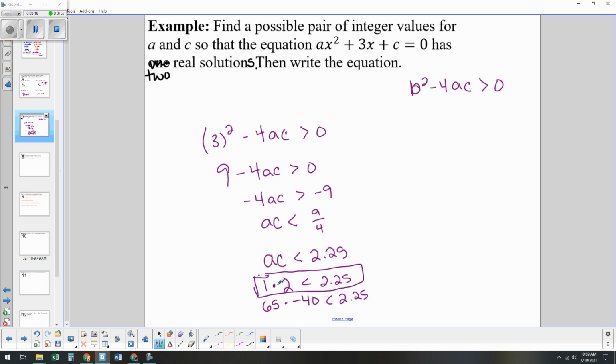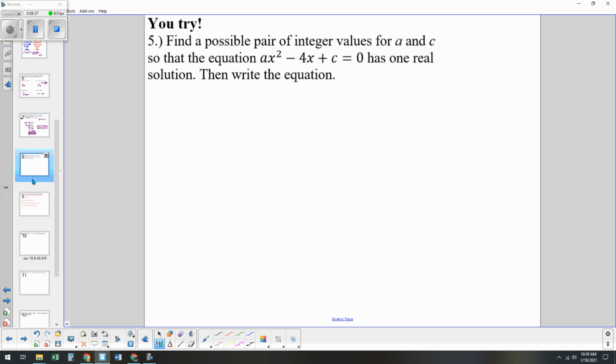So that means we can call a 1 and c 2. I could have called a 2 and c 1, and that's fine as well. So now I'm just going to rewrite the equation. So that'd be 1x squared plus 3x plus 2 equals 0. And this equation should have two real solutions. You're going to try the next one, and the next one is the one that wants one real solution. So go ahead and give that a try, pause it, and I'll show the answer.